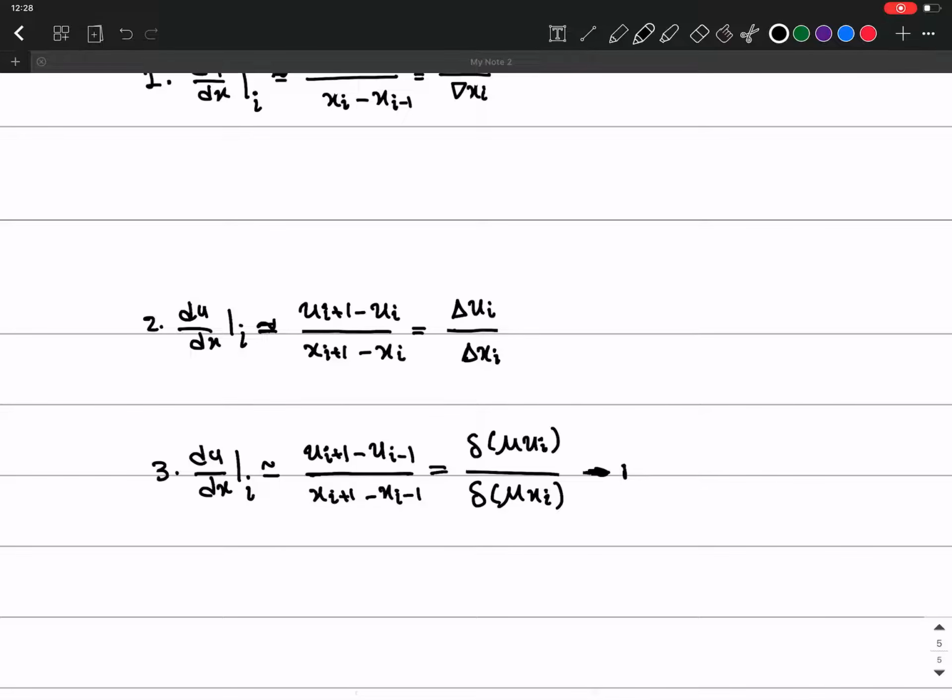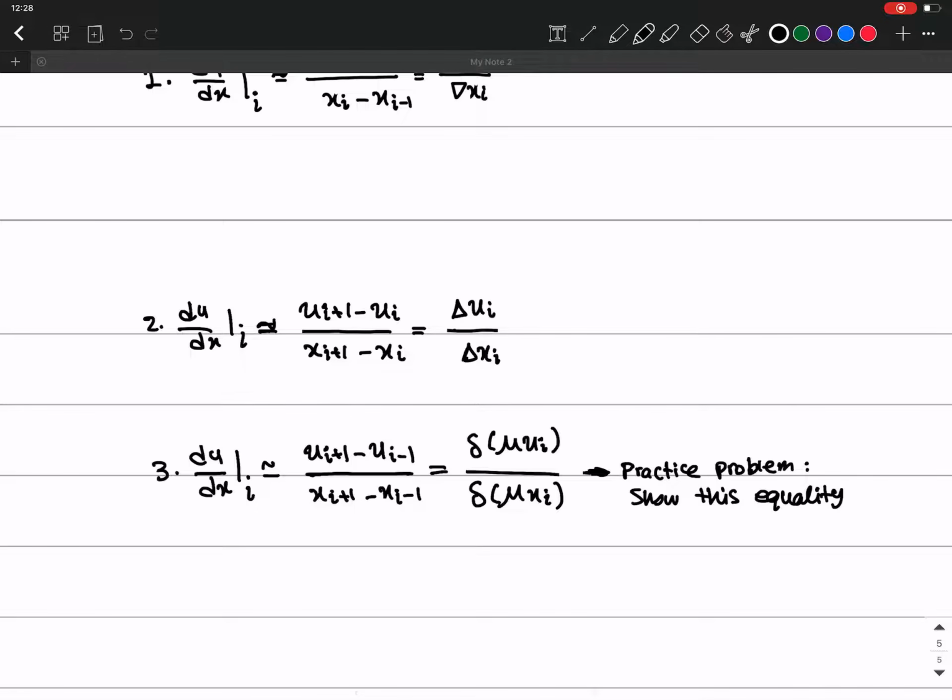As a practice problem, show this equality. Do this at home, and show that this equality holds based on the definitions that we had.